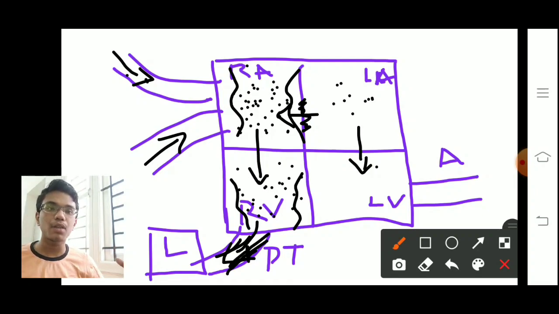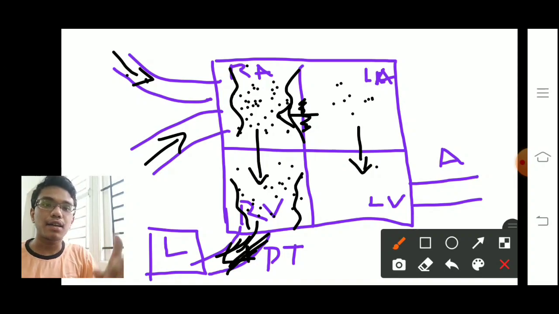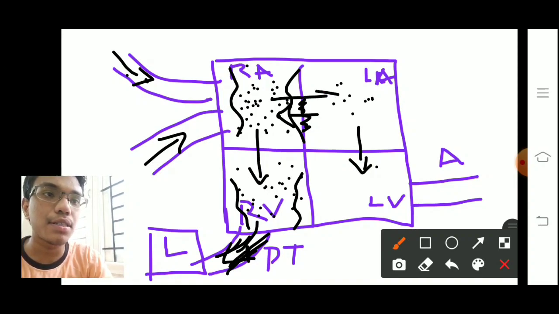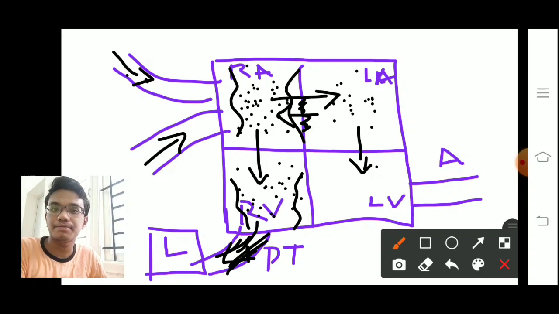But now as the pulmonary vascular resistance develops, the back pressure leads to an increase in pressure in the right atrium compared to the left atrium. That causes the reversal of shunt. That means the shunt gets reversed. Now the blood will flow from the right atrium to the left atrium instead of going from the left atrium to the right atrium. Got it? This is called reversal of shunt, or you can call it Eisenmenger syndrome.